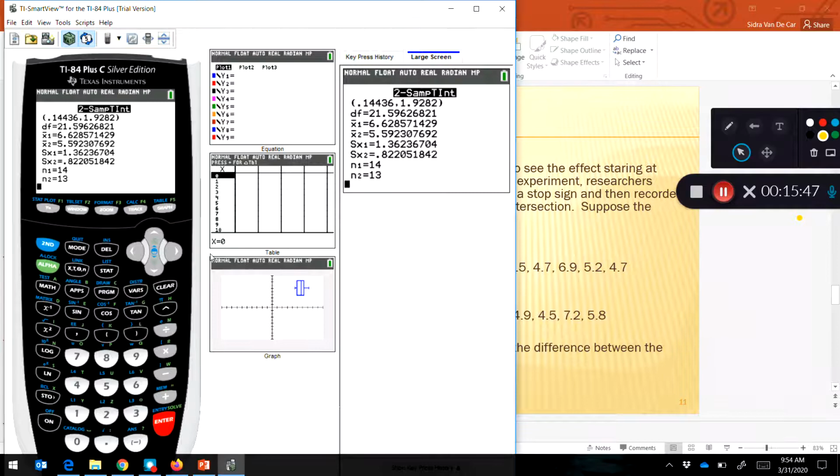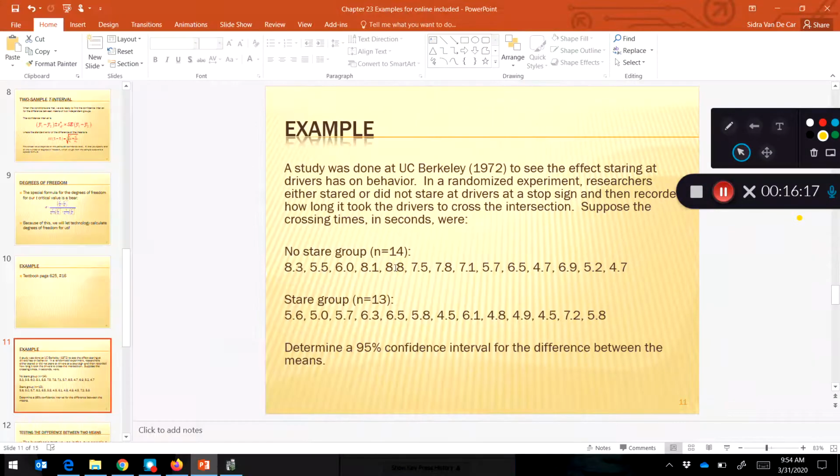Now notice that in this one, 0 is not inside my interval, right? This is a positive and a positive, so it doesn't include 0. That tells me that there is a significant difference between the two groups. So one group took longer to go through. Which one? Because this is positive, it's list 1 minus list 2. That means list 1 had to have a higher mean, which I can see right here. X1 is higher. X1 was the no stare group. So without being stared at, it took the drivers longer to cross the intersection.